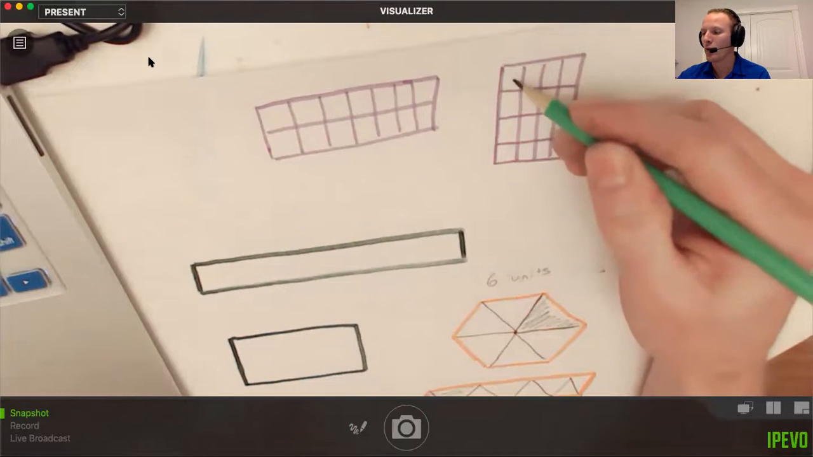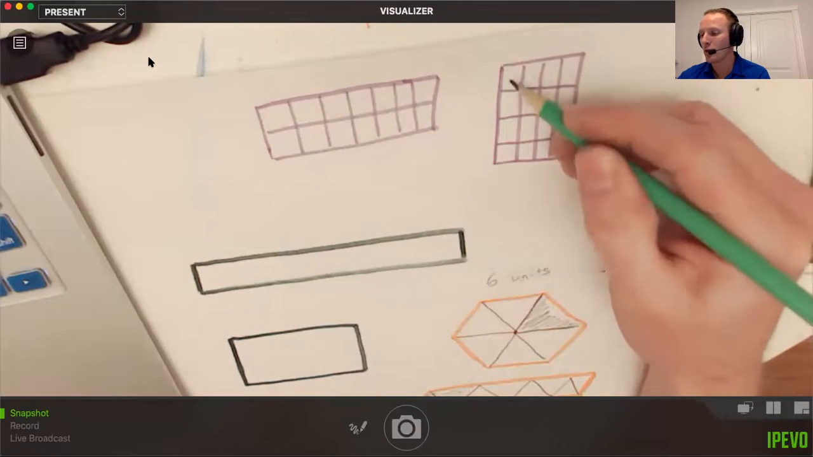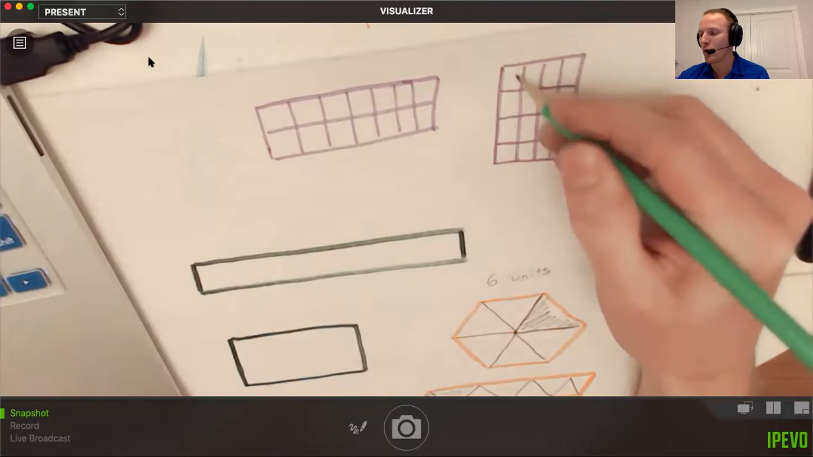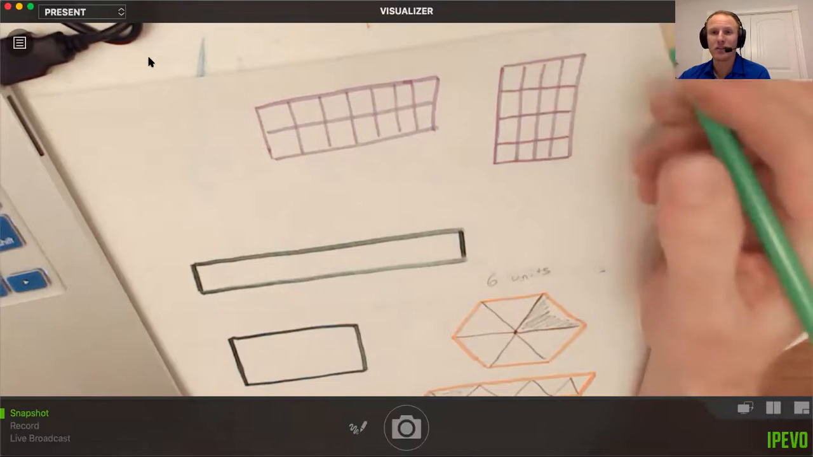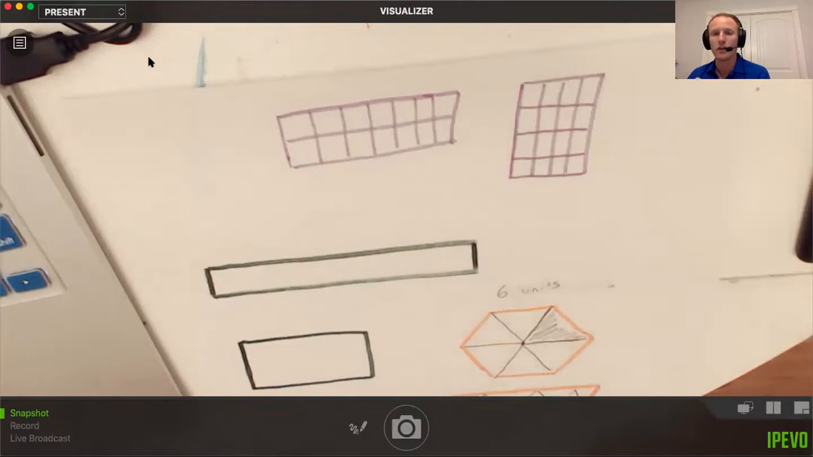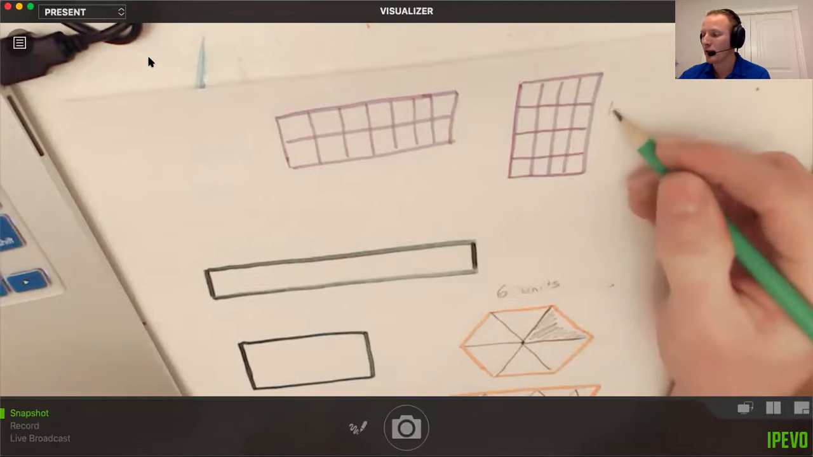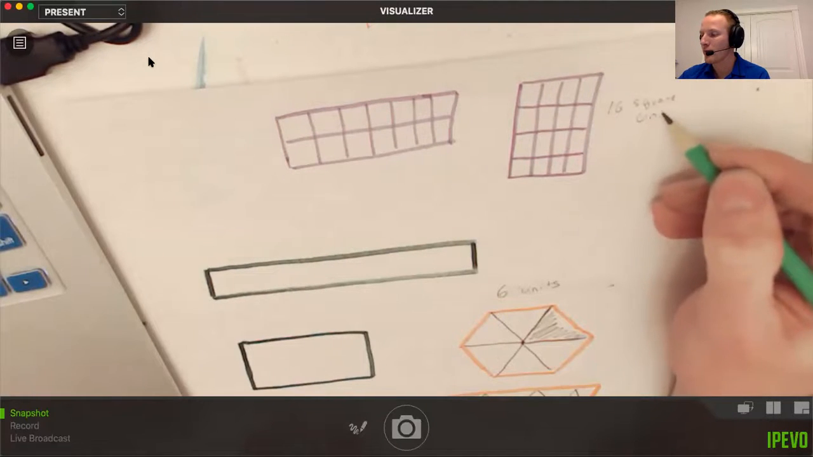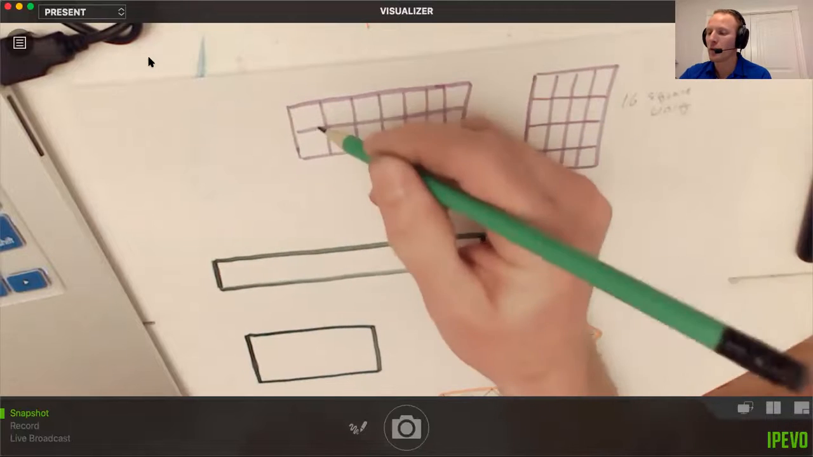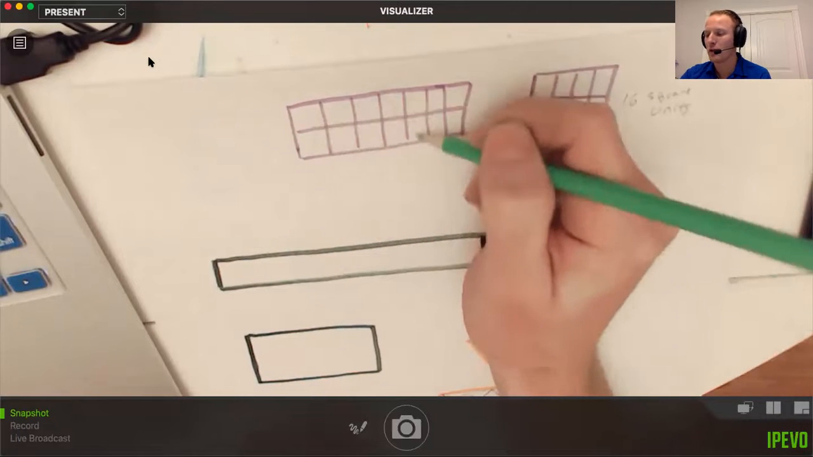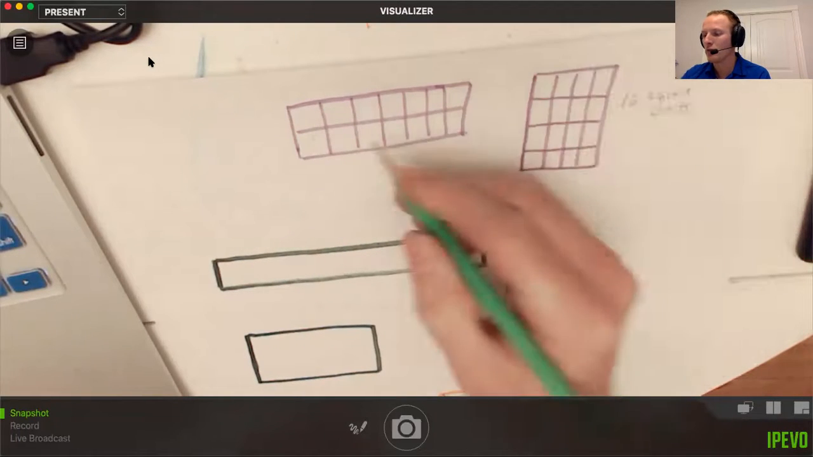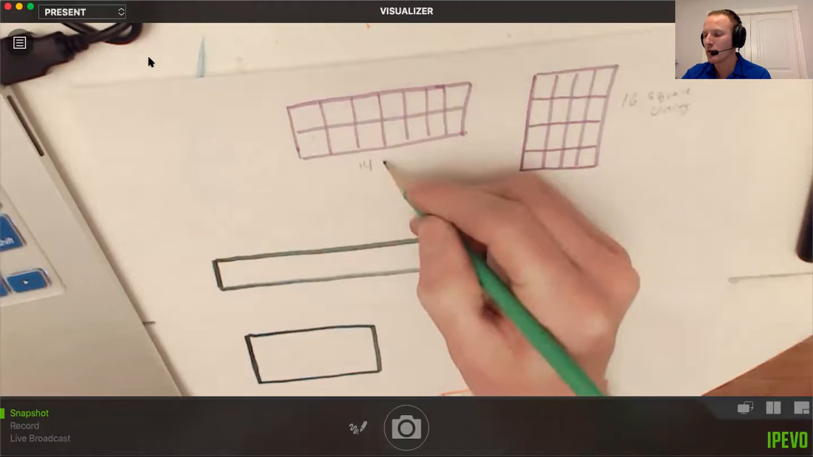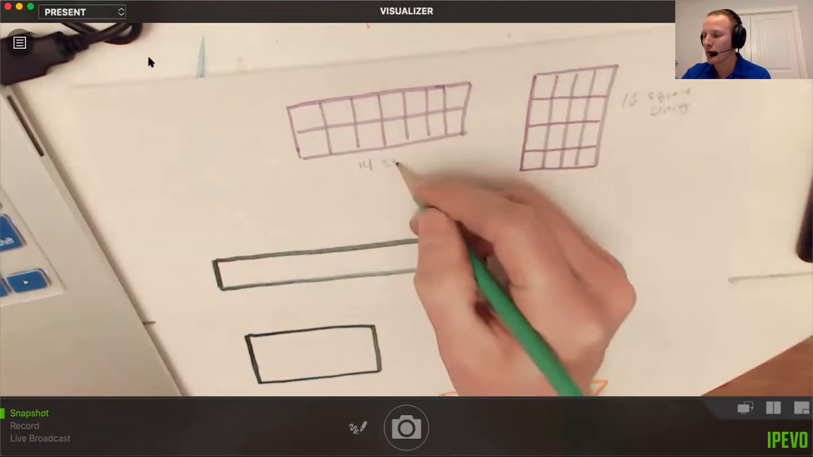And you go, well, this takes up 1, 2, 3, 4. 1, 2, 3, 4. That's 4 and 4. That's 16 units fit in there. So 16, this is square units for that one. And then you go over here and you go 2, 4, 6, 8, 10, 12, 14. 14 square units.